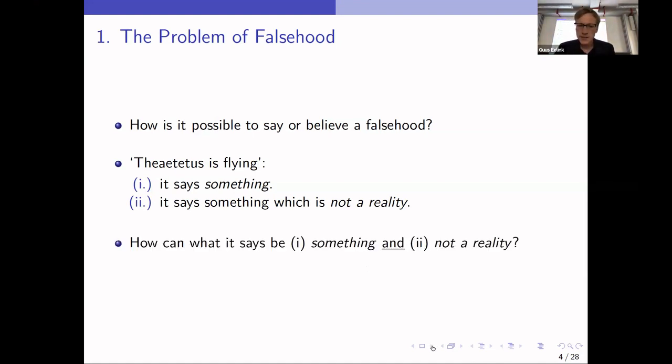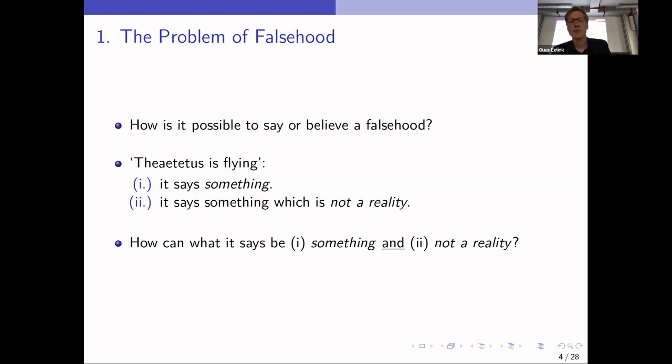So this then gives rise to the question, how can what this sentence says be on the one hand something, and on the other hand not a reality? Because it seems that for it to be something, it must somehow be a reality. But on the other hand, if it's not a reality, then it's hard to see how it could be something.